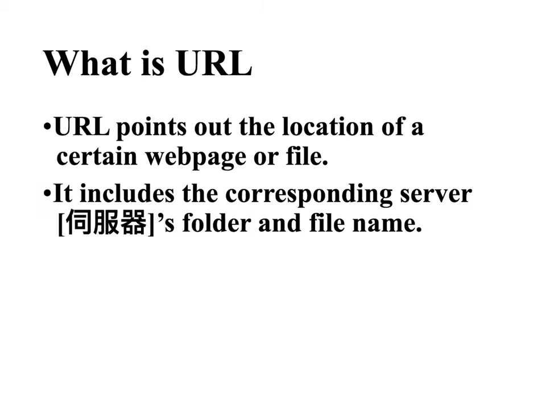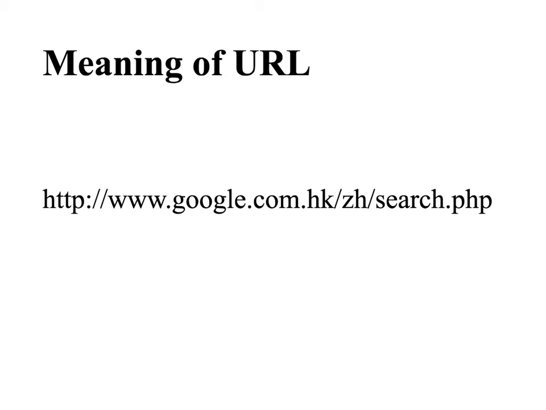So lastly, what is URL? So we just have a look on the URL. Actually, the URL points out the location of a certain web page or file. So that means when we type the URL in the browser, the URL will tell the browser go to where to get the file or web page. So it includes the corresponding server, folder, and file name. What's the meaning? Okay, just look like that.